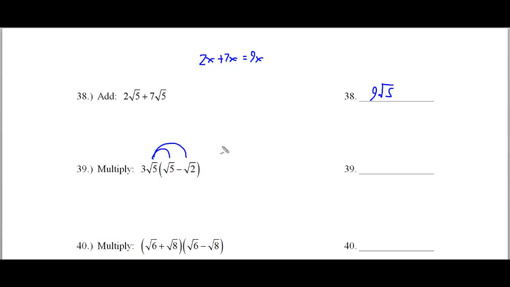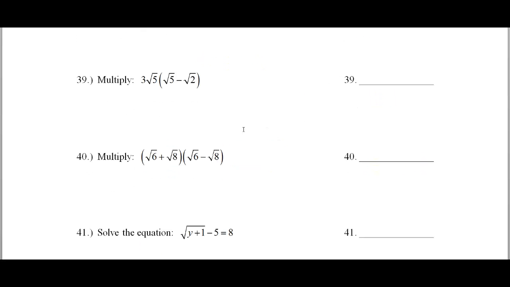In terms of multiplying here, we're going to distribute the 3 square root of 5 to each of these. So this becomes 3 square roots of 25 when I multiply that inside. And this becomes 3 square root of 10. Now this makes 3 times 5 minus 3 square roots of 10. So 15 minus 3 square roots of 10 is our answer. And we wouldn't be actually doing any other factoring because that would get us back to this right here. So that would be our final answer for problem number 39.